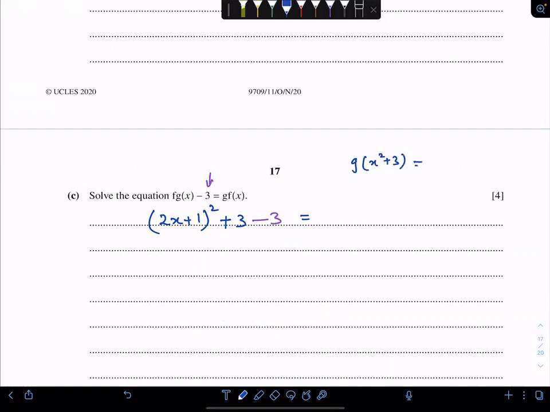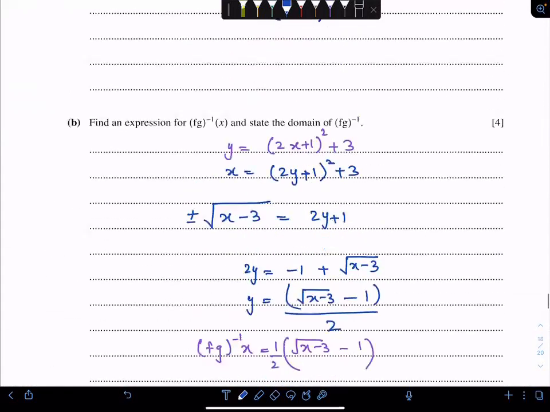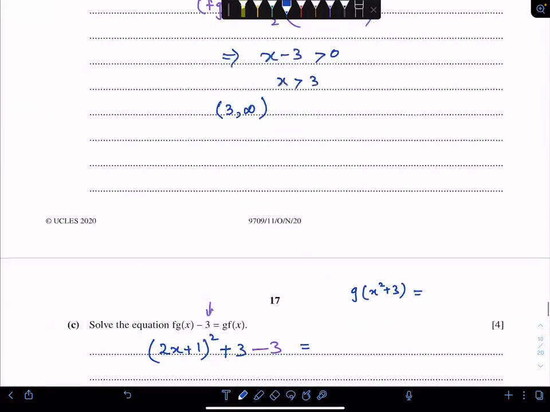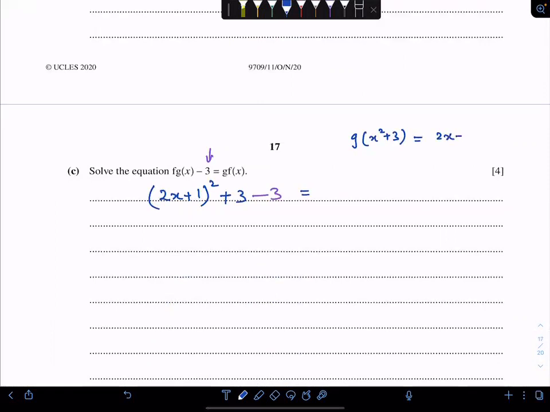What is the function g of x? 2x plus 1. It means we have to find 2(x square plus 3) plus 1. So this becomes 2x square plus 7. Then expand it.